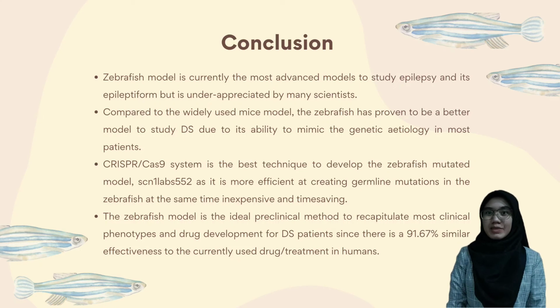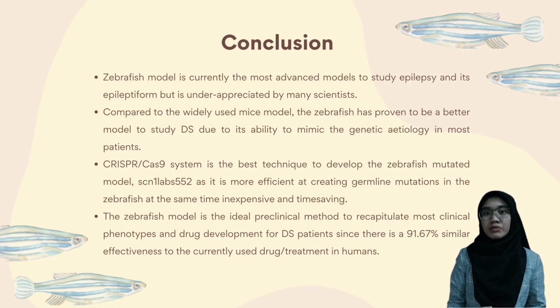In conclusion, the zebrafish model is currently one of the most advanced models to study epilepsy and its epileptiform. Compared to the widely used mice model, the zebrafish has proven to be a better model because of its ability to mimic the genetic etiology seen in most Dravet syndrome patients. Besides that, the CRISPR-Cas9 system is one of the best techniques for developing the most relevant characterized zebrafish model, SCN1A-S552, that closely represents the NAV1.1 mutant in Dravet syndrome patients.